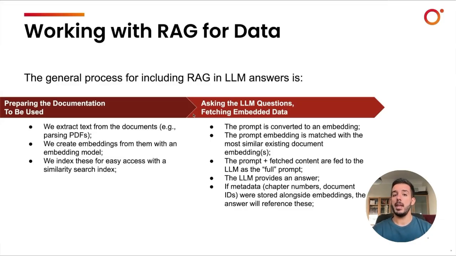And additionally, if we provided specific metadata when we created embeddings, such as chapter numbers, document IDs, and so on, then what happens is, when we fetch the appropriate embedding, the answer is going to take into account those metadata. So it's going to be able to tell you this answer is based on specific chapter 4 of a specific book or whatever document you have embedded.